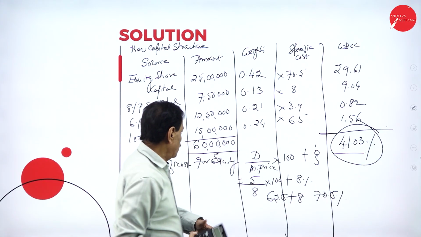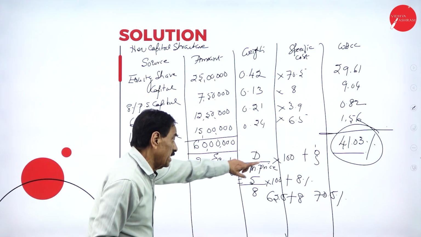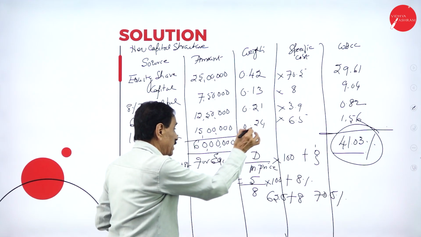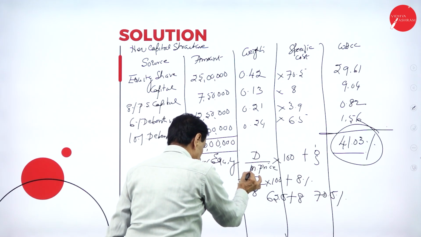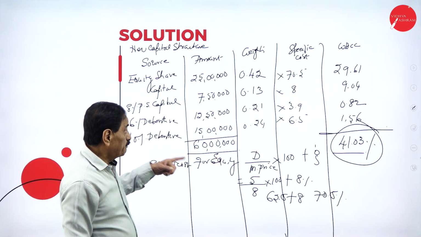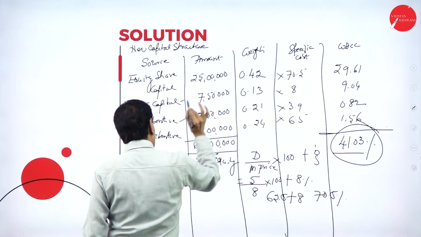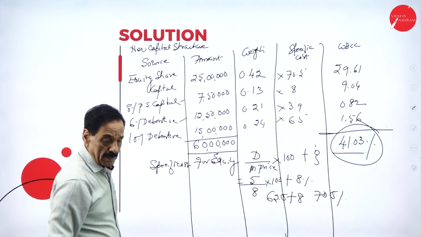For this we use the formula dividend by market price of the share into 100 plus growth rate. Dividend changes, market price changes, growth rate remains the same. We already calculated the 8. This you have calculated. This is a new one, 10%.